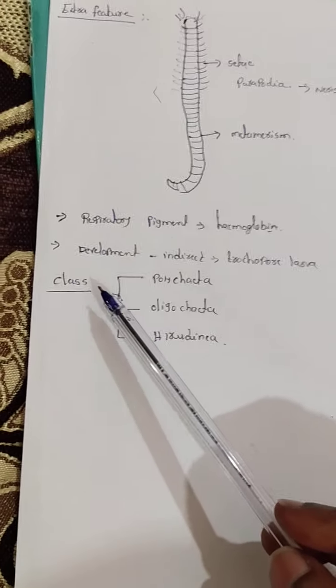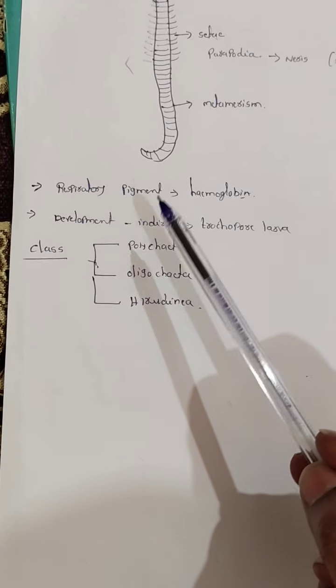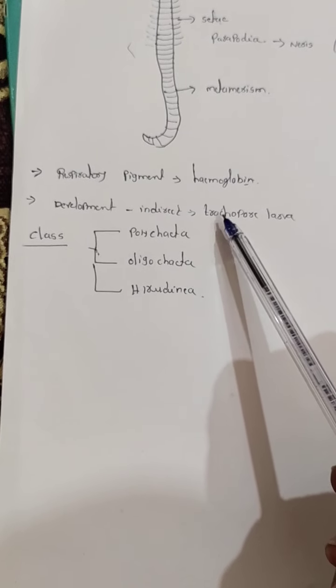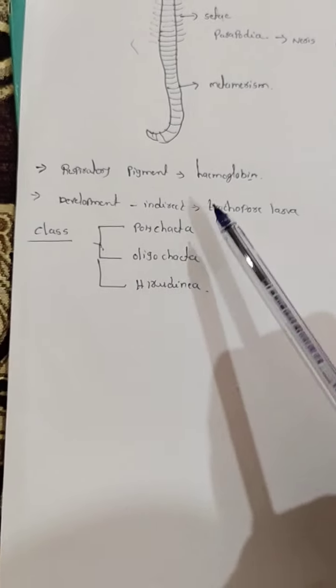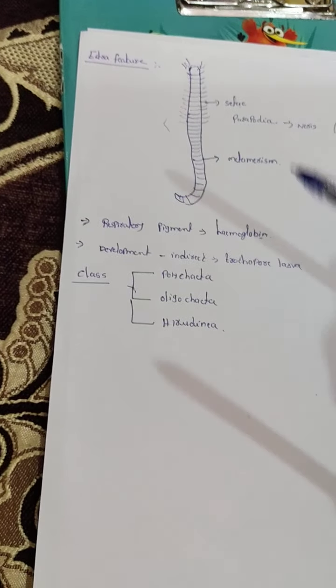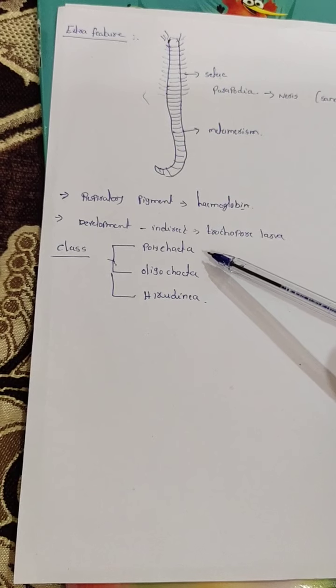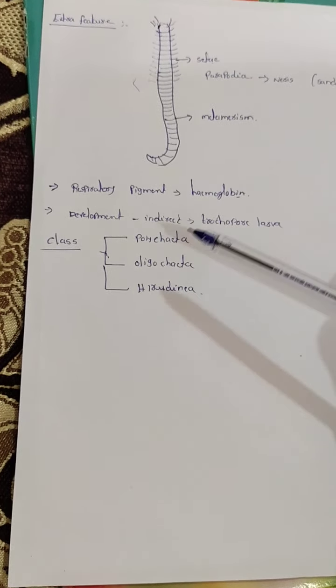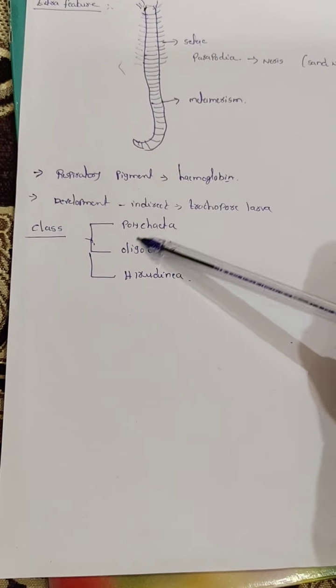And then development is indirect development. I already said indirect development means they compulsorily have a larva. That larva is called a trochophore larva. It is divided into three classes based upon the setae: one is Polychaeta, another one is Oligochaeta, third one is Hirudinea. Next class we can discuss each and every class.